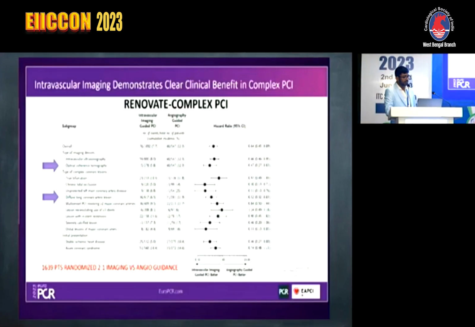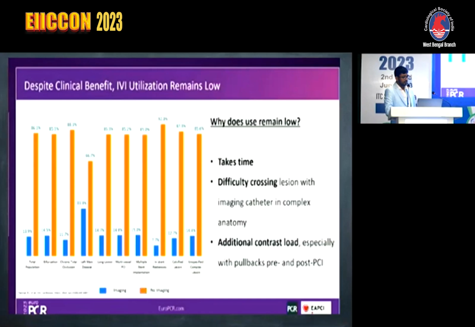And let us look at some of the trials of imaging in which we have already seen that the benefits of PCI, complex PCI, are much better, and the outcomes are much better if we have long and diffuse disease. So these are some of the excuses we have at present with present day imaging, why we don't incorporate imaging in most of our cases, and mostly so in complex cases. It takes more time, difficulty in crossing lesions with tight lesions or small vessels, and the additional contrast load.